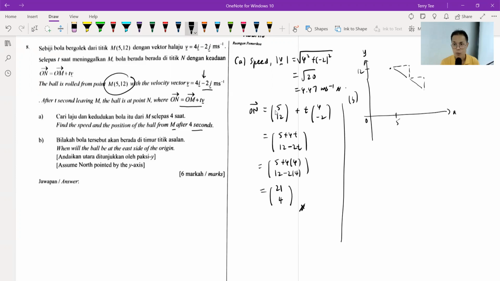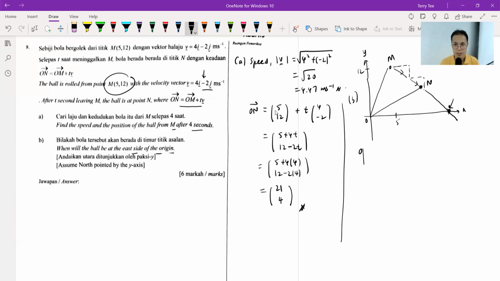And so on. At one point, as it moves in this direction, it will intersect the x-axis. When it intersects the x-axis, it will be at the east side of the origin. I hope you have some sense of direction. North is up, south is down, east is to the right, west is to the left. This is your original position, and at t seconds the ball will be here. It keeps going until at one point it cuts the x-axis.